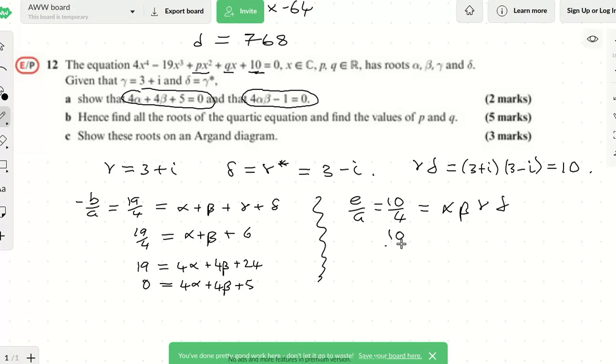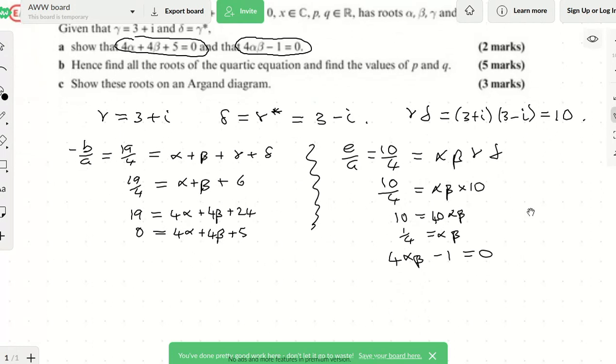So we get 10 over 4 equals alpha beta times 10. Times it all by 4, you're going to get 10 equals 40 alpha beta. And so we're going to end up with a quarter equals alpha beta, which is easily rearranged into 4 alpha beta minus 1 equals 0. Okay, so we've proved the first two results and we've got 2 marks. Seems almost a bit stingy only giving 2 marks for that, but there we go.